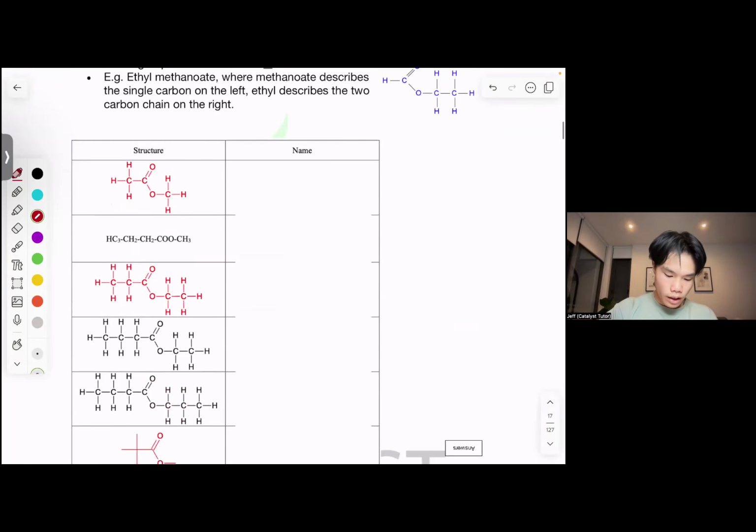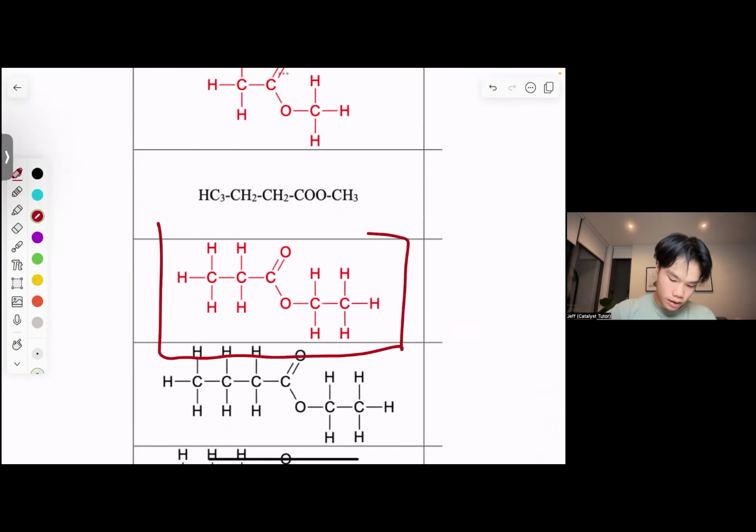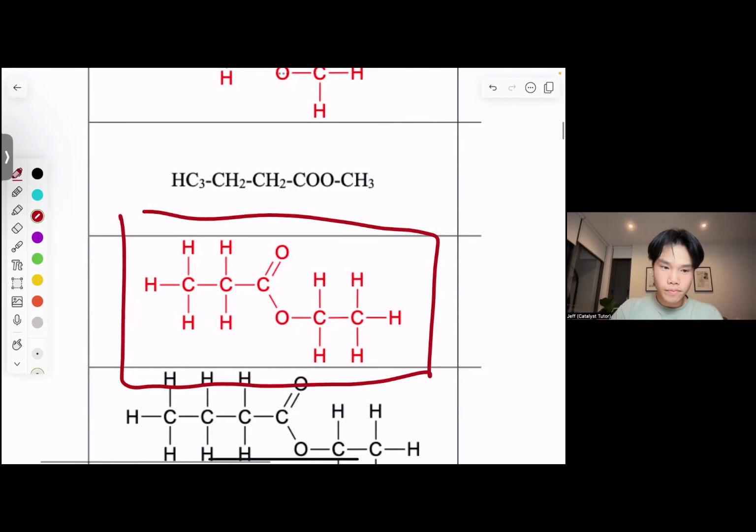So how do we name an ester like this? What is this? Everyone in the chat?